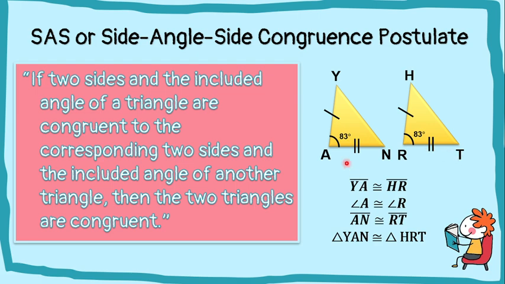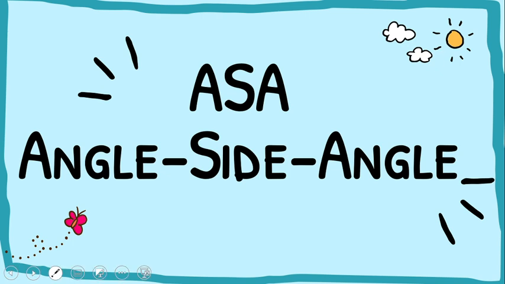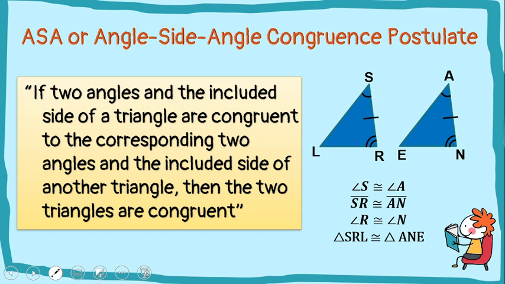So, hindi na natin kailangang i-identify yung 6 na corresponding parts na congruent. So, ito lang side, angle, at saka side, pwede nang masabi na yung ating dalawang triangles are congruent. And the last one is the ASA, which is the angle, side, angle. So, here, ASA or angle, side, angle congruence postulate states that if two angles and the included side of a triangle are congruent to the corresponding two angles and the included side of another triangle, then the two triangles are congruent. So, kung kanina ang nasa gitna ay angle, this time, ang nasa gitna ay yung side.